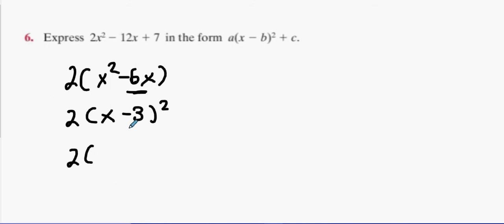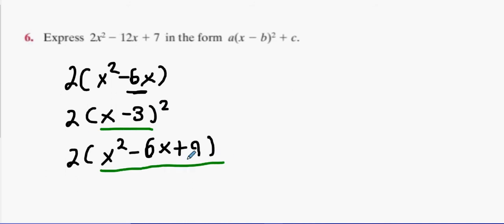Multiply x minus 3 squared out, and what you get? X squared minus 6x plus 9. Thank you, Charlie. Is everybody happy that this green part here is the same as this green part here? Multiply it out, what you get? 2x squared minus 12x plus 18.